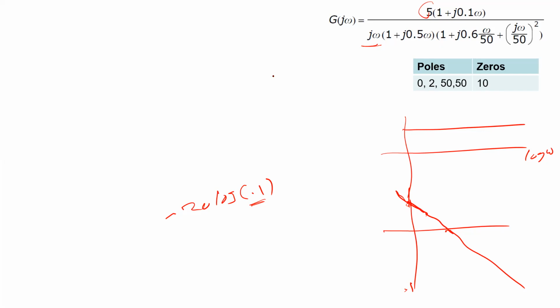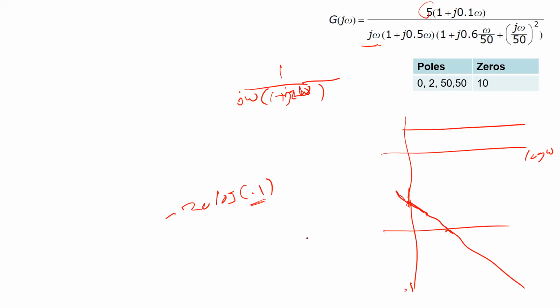But if I have, let's say, 1 plus j 2 omega, what will be the pole? Where is the location of the pole? We have 0 and we have the pole. Where is the pole? This is 2, so 1 over 2. It's 0.5, isn't it? Yes.